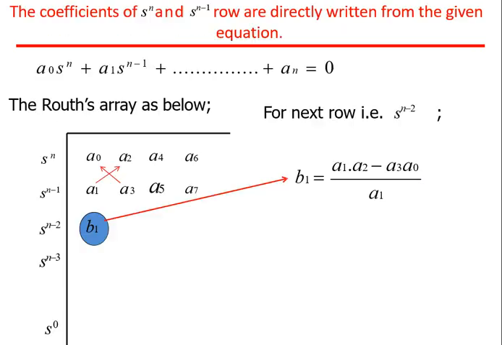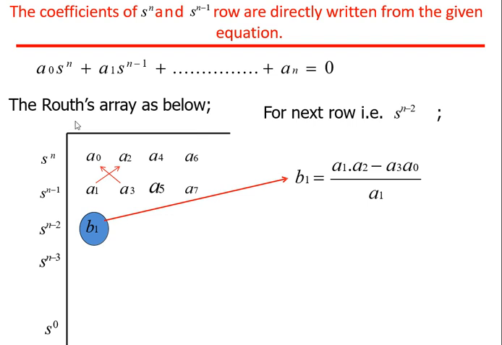So see here, the coefficients of s raised to n and s raised to n minus 1 rows are directly written from the given equation. Before studying that array, we have to see the basics about it. The rows of the array are named s raised to n, s raised to n minus 1, then s raised to n minus 2, then s raised to n minus 3, and up to s raised to 0. This is the Routh's array that is shown over here.